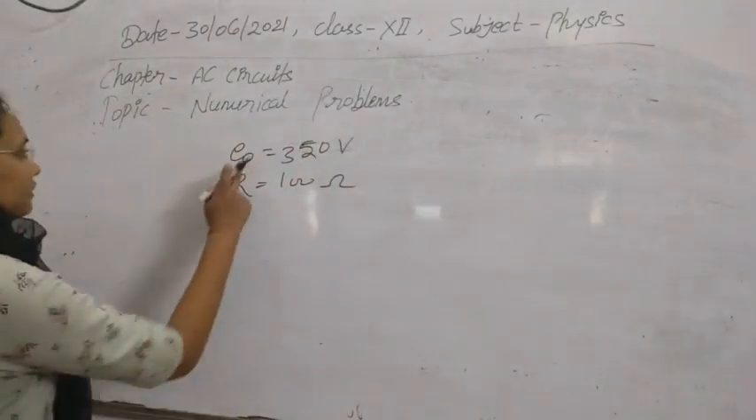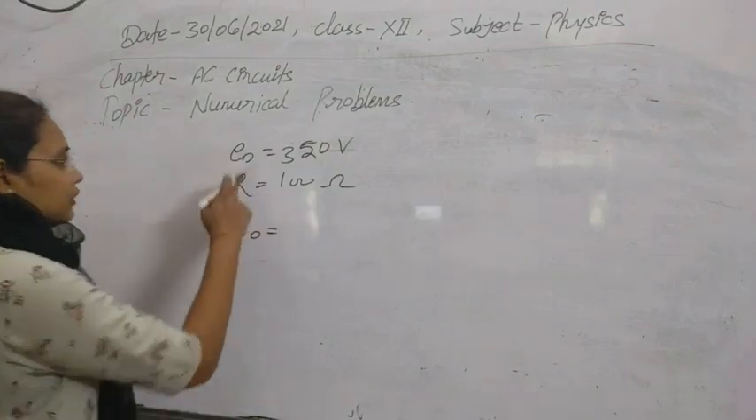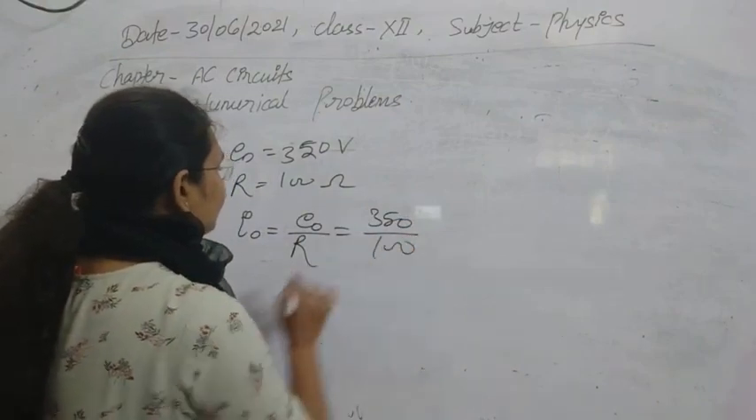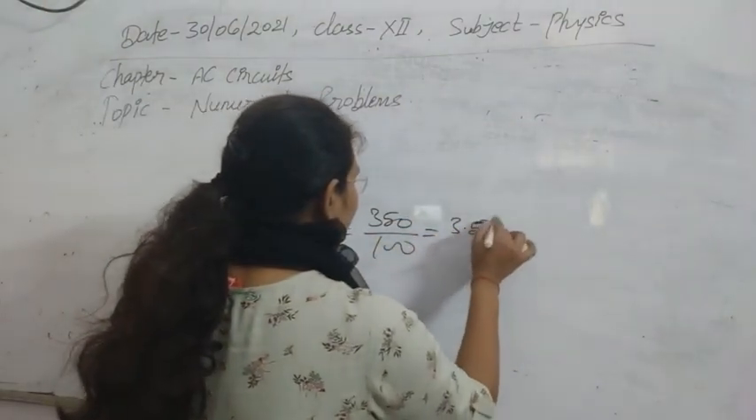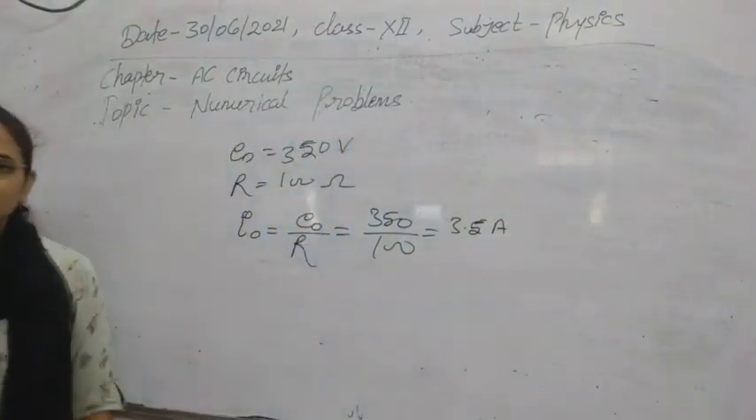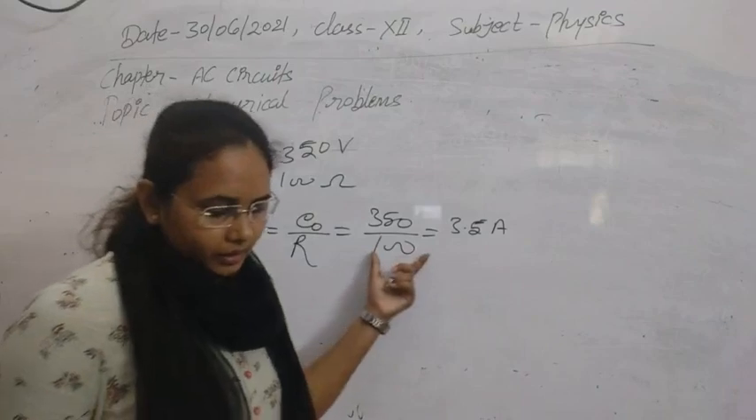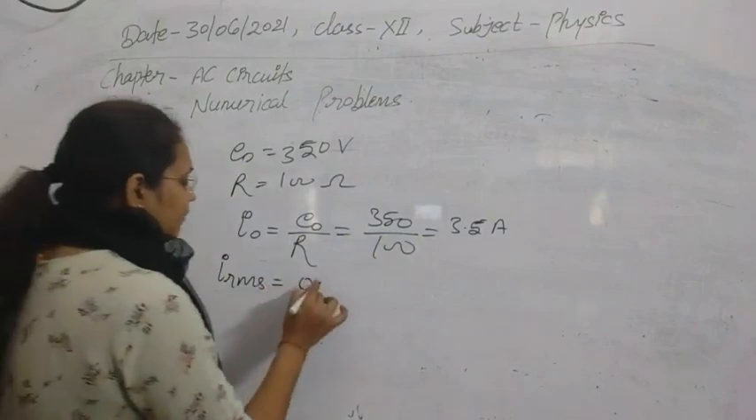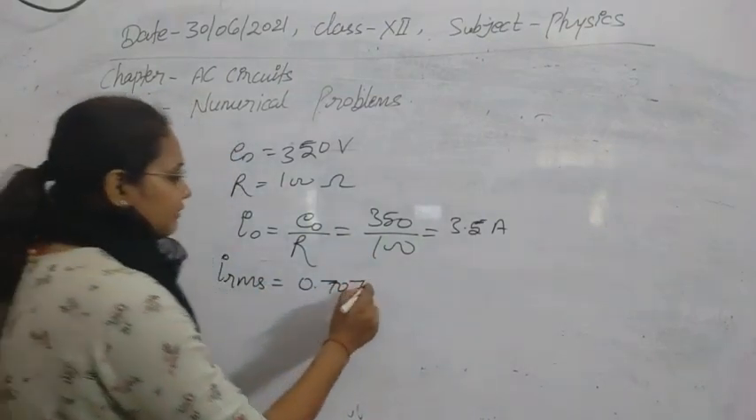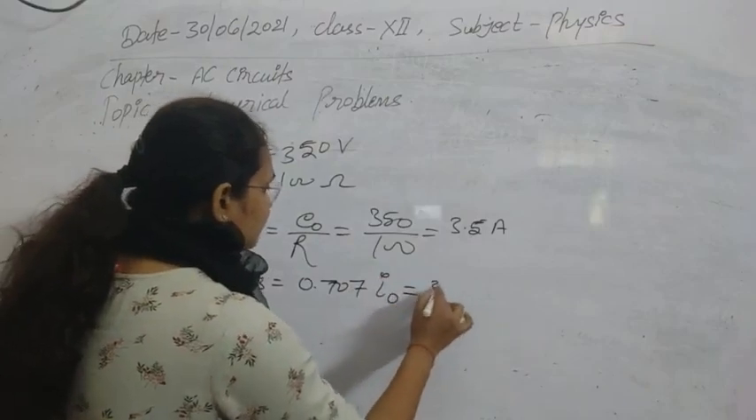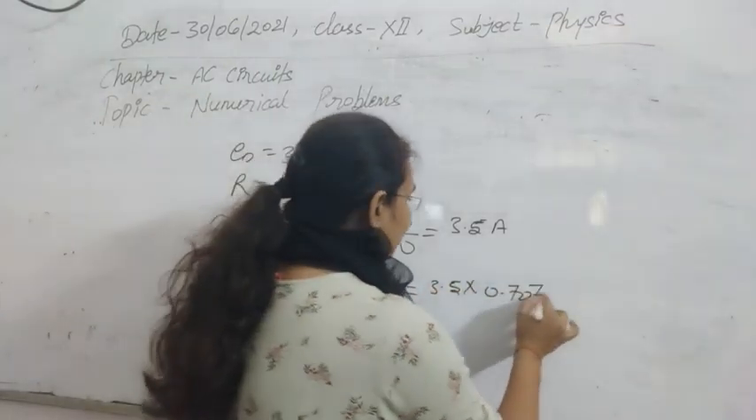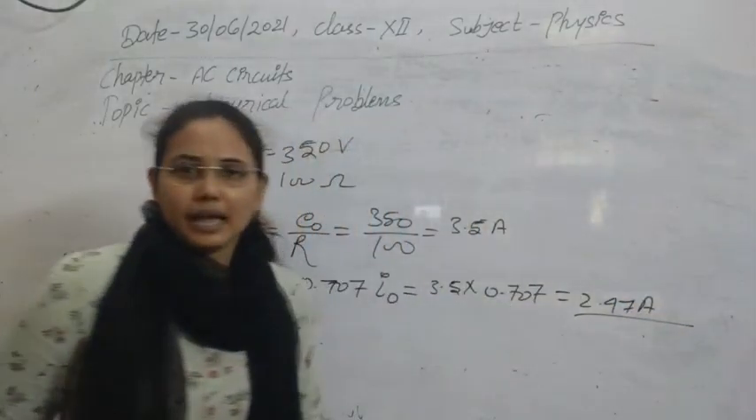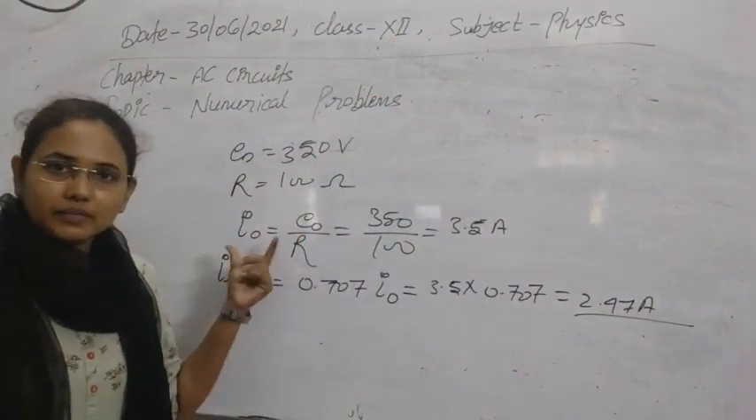So first we can find out the peak value of the current by using the formula E0 upon R. E0 is given, this is 350, R is given, this is 100. So from here its value is equal to 3.5 ampere. Next, the reading of the ammeter means we have to find IRMS, and we know that IRMS is equal to 0.707 into I0. So if we multiply this value by 3.5, we will get the current that is measured by the ammeter here. So always keep this factor in mind.